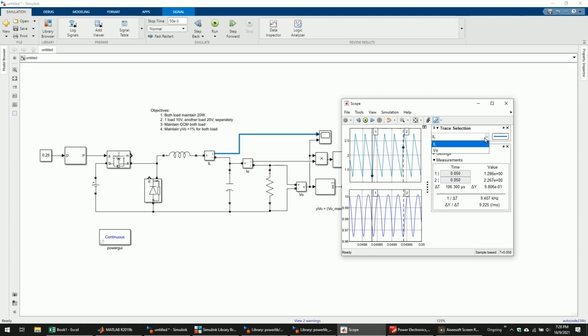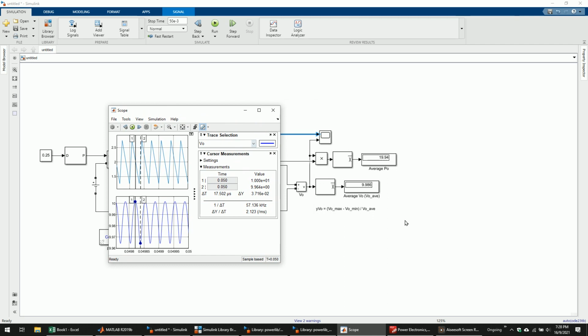Now move to the second part with the V out. You move it to the maximum value, and then this one to the minimum value. Automatically you can see here the Y part. This is the maximum minus minimum. So 3.716 E negative 2. So remember this formula.